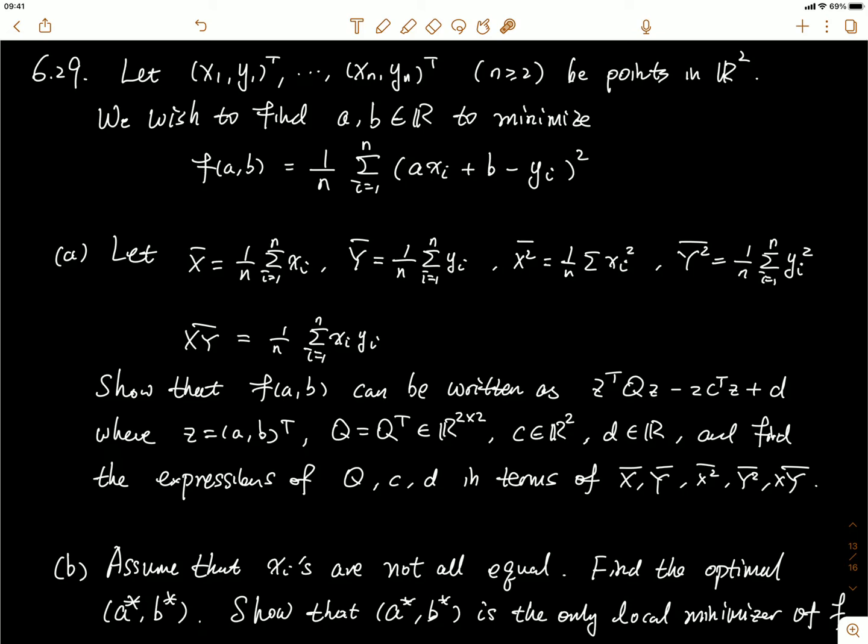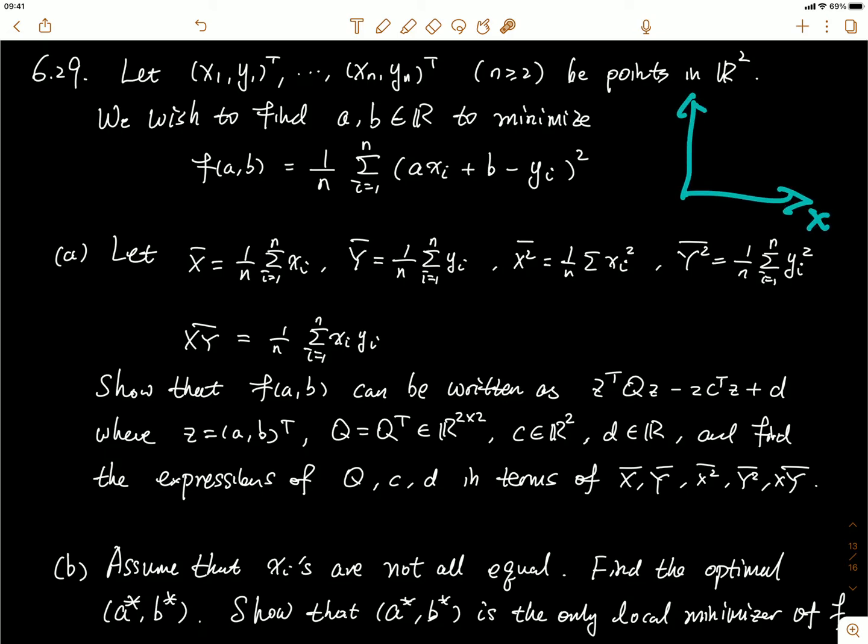And x1, y1 will be the first pair in your data. So the purpose is to find a line that can almost pass through these points. So what that idea is, this.